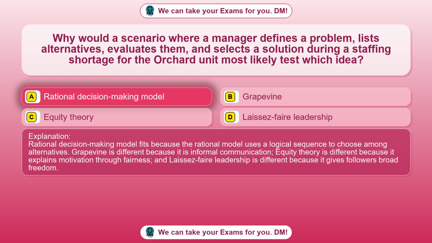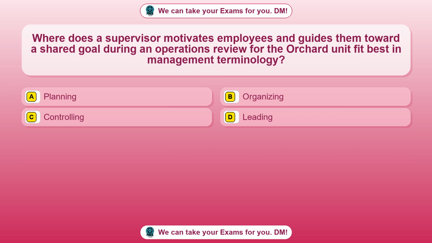Rational decision-making model fits because the rational model uses a logical sequence to choose among alternatives. Grapevine is different because it is informal communication. Equity theory is different because it explains motivation through fairness, and laissez-faire leadership is different because it gives followers broad freedom. Question 57. Where does a supervisor who motivates employees and guides them toward a shared goal during an operations review for the Orchard unit fit best in management terminology?